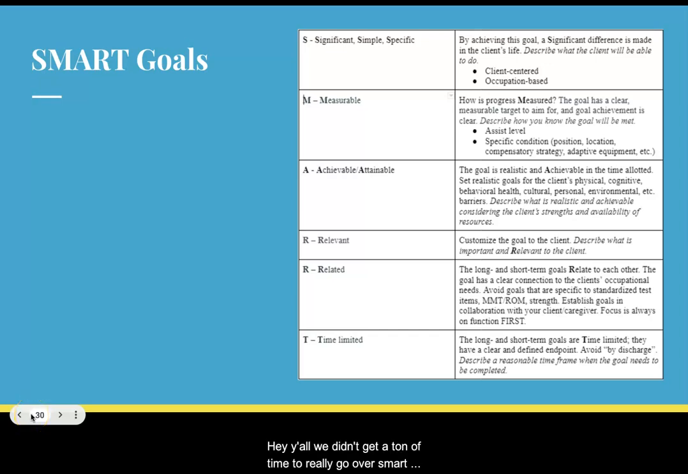Hey y'all, we didn't get a ton of time to really go over SMART goals and to truly dissect and analyze them. So this will be a quick little lecture and overview on writing SMART goals. Now, throughout this semester, you'll be learning how to assess a client, both a pediatric and adult client, based on the results of either your standardized assessment or your non-standardized assessment.